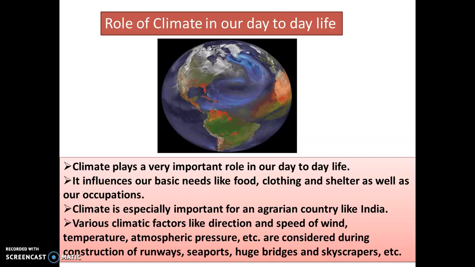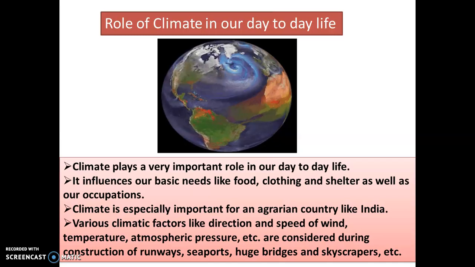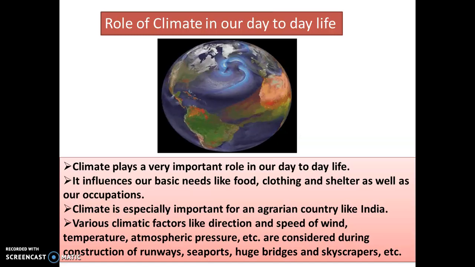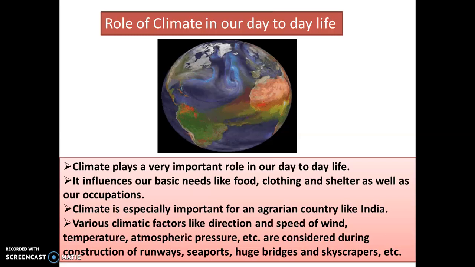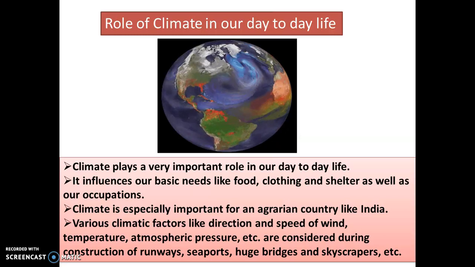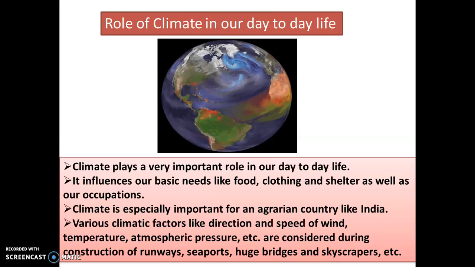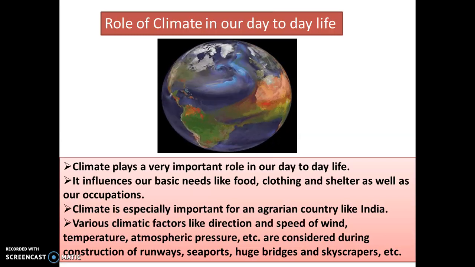It influences our basic needs like food, clothing and shelter as well as our occupation. When it is a hot climate, what kind of clothes do we wear, children? We wear simple cotton clothes. Whereas when the climate is very cold, we wear woolen clothes. So our clothing style depends upon the climate.